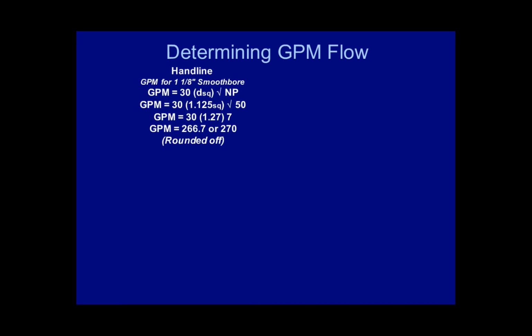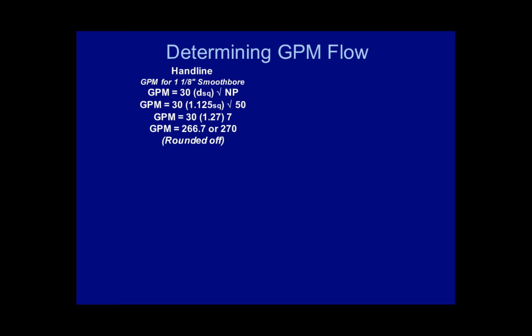Determining GPM flow. Let's look at an example for a hand line. To determine the GPM for an 1 1/8" smoothbore tip, we're going to use the formula GPM equals 30 times diameter squared times the square root of the nozzle pressure. This formula is typically used on fire ground applications.